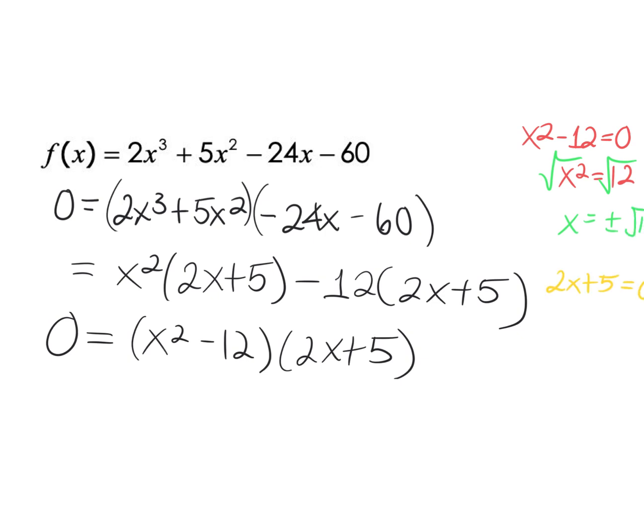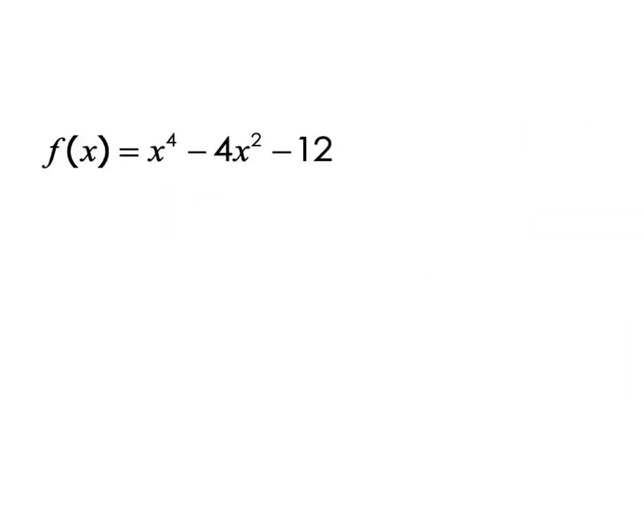Then we have 2x plus 5 equals 0. So 2x equals -5. So x equals -5/2. These are your answers. Here we have x to the fourth minus 4x squared minus 12 equals f of x.